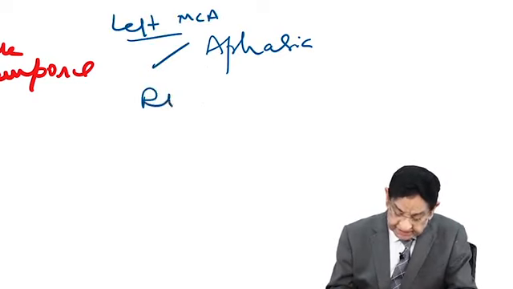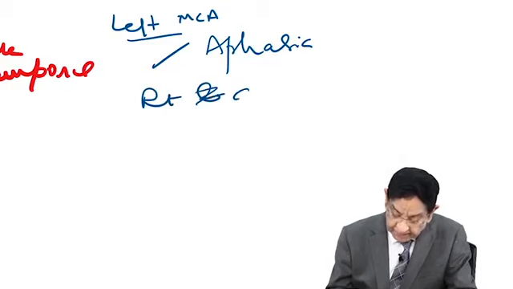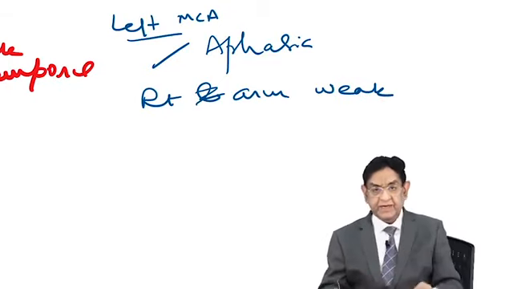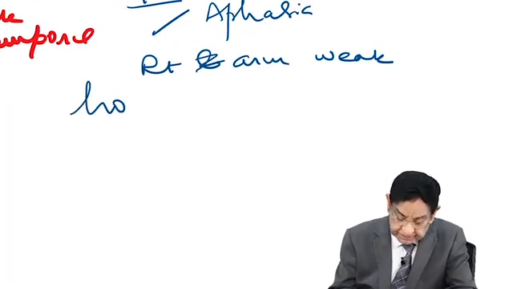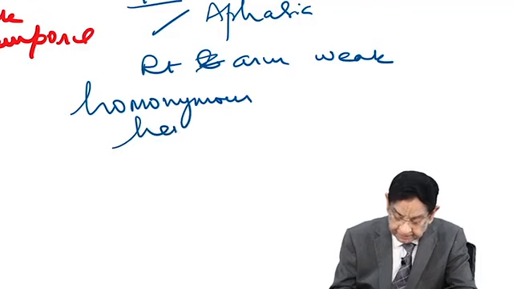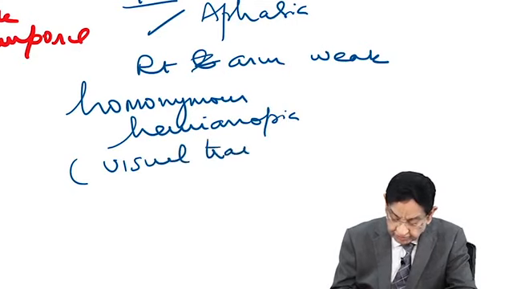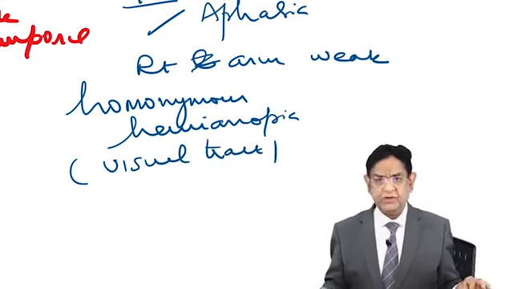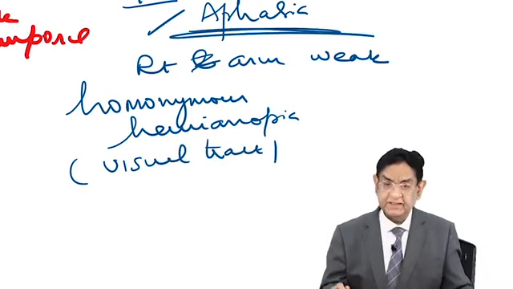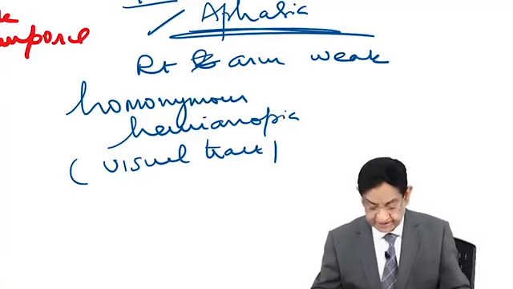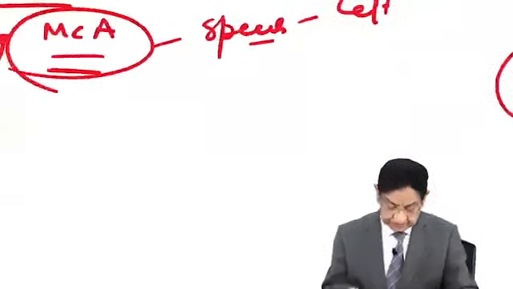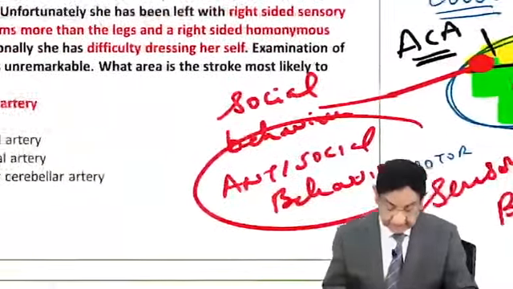Aphasia. There will be right-sided leg weakness, right-sided arm weakness. The right arm will be weak, and there can be homonymous hemianopia. Why? It may involve the visual tract also. So classically, when they talk about aphasia, they are talking about the middle cerebral artery on the left side. Okay? So with this background of basic concept, now we come back.